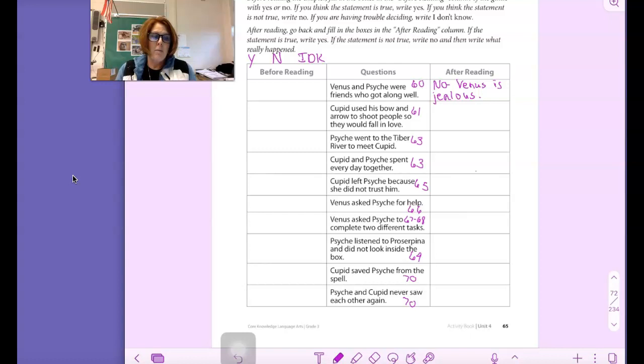Venus went to her son Cupid. "My son," she said, "punish that girl. Shoot her with one of your arrows. Make her fall in love with the ugliest man on earth." So does Cupid use his bow and arrow to shoot people so they would fall in love? Yes.